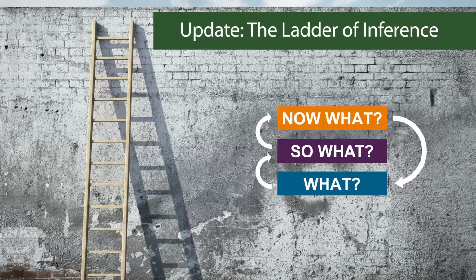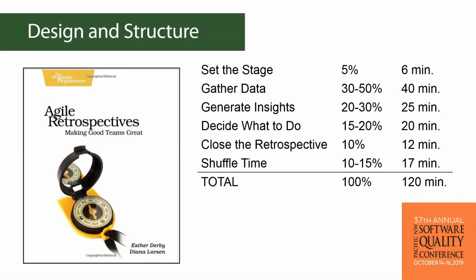So the next mental model is the ladder of inference. And again, it's easy to remember because it has 3 parts. It's easy to remember which part is on the bottom because you think about it as a ladder. And if you go back to Diana and Esther's book, they give you some rules of thumb or ranges about how much relative time you might want to be spending on these different sections, depending on the complexity or the complicatedness of your retrospective.